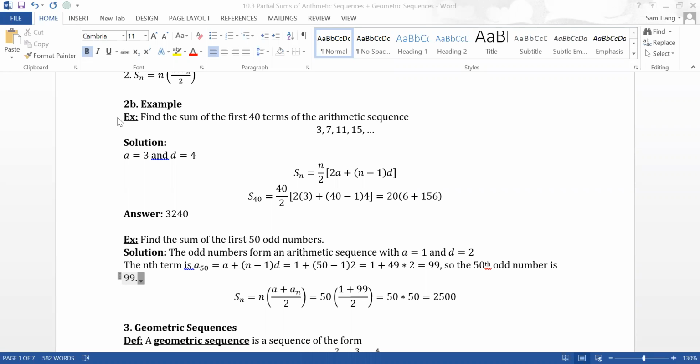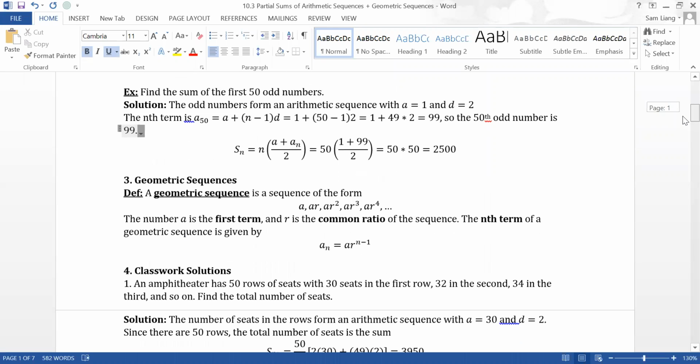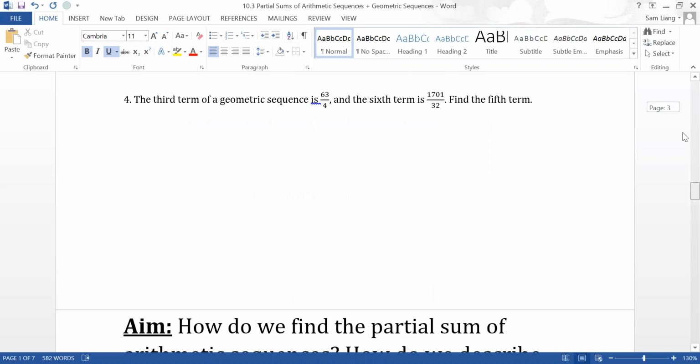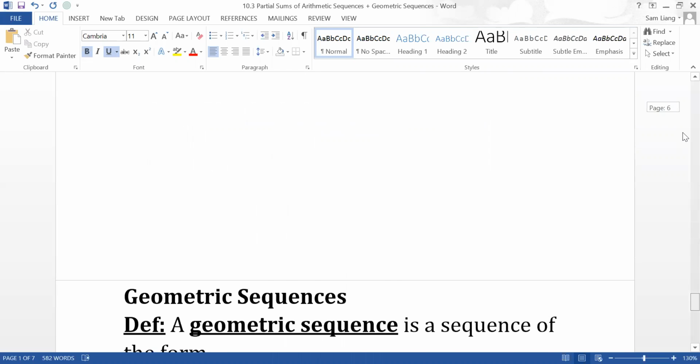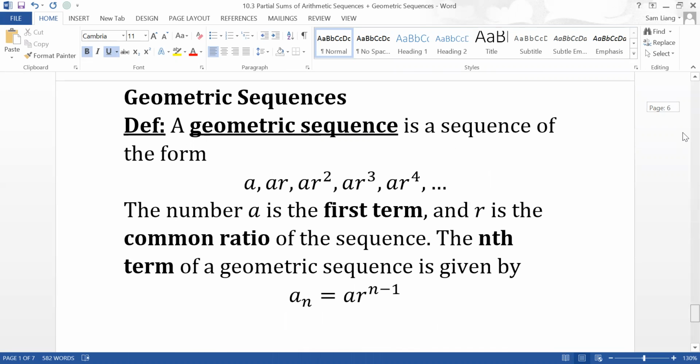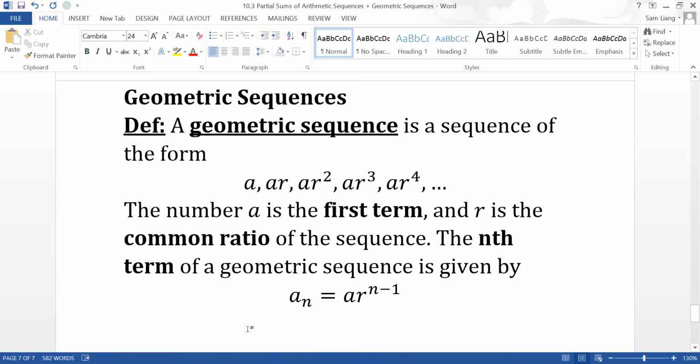Does anyone still need these two solutions here? Okay, if not, then I'm going to go on to our next part of the lesson, which is geometric sequences. And for this, I'm going to scroll down to the slide. All right, here it is. Okay. Could I get a volunteer to read this, please? All right, we'll go to Sayed.